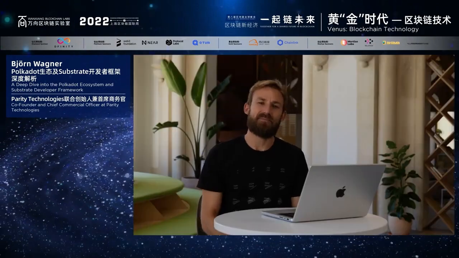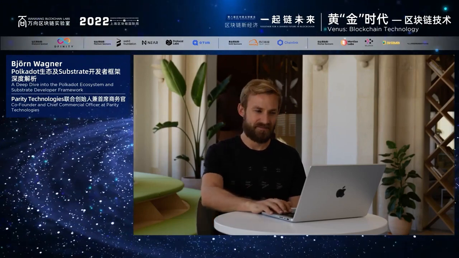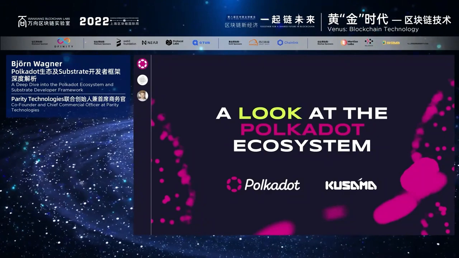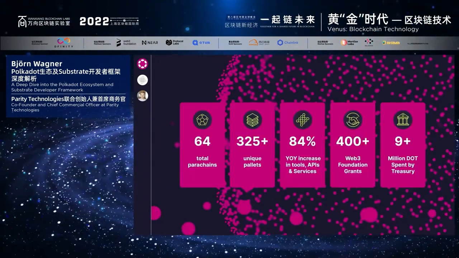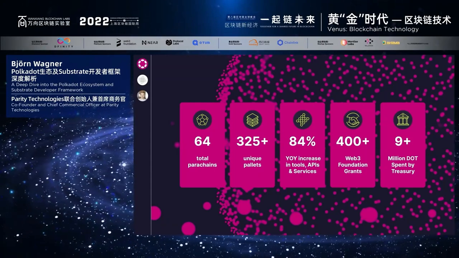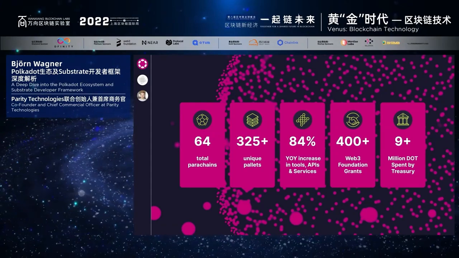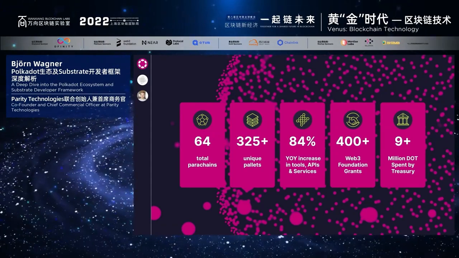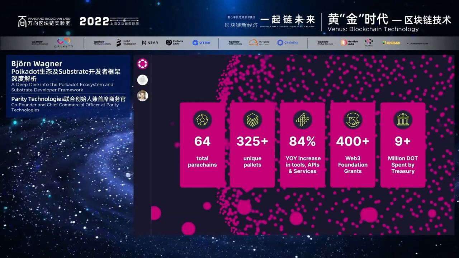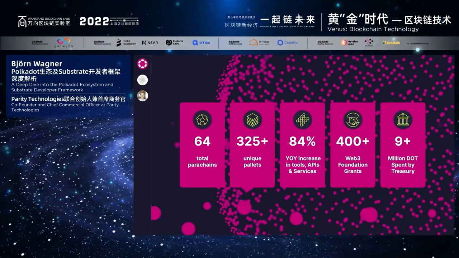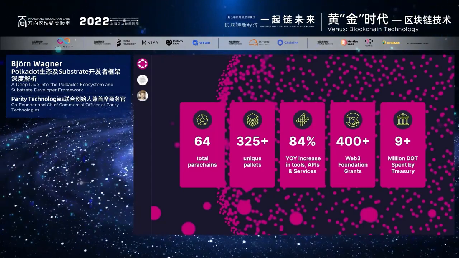To close things up, I would like to share some exciting things happening in the Polkadot ecosystem. Over the past year, we've seen 64 parachains connect to Polkadot's ecosystem. There are also more than 325 unique pallets for builders to choose from when creating their custom chains. We also saw an 84% year-over-year increase in tools, APIs, and services. These tools are crucial for making Polkadot effective and efficient to build with.